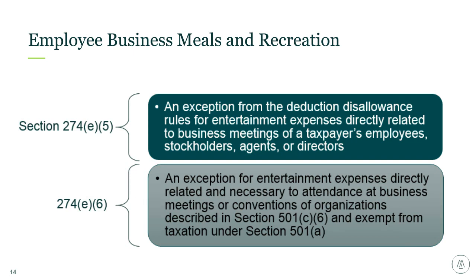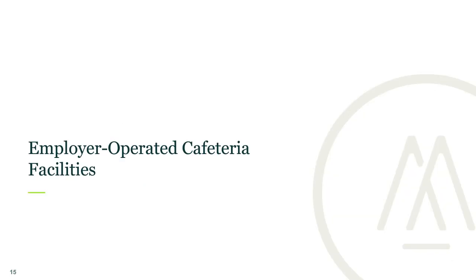And you still have certain activities that are maybe entertainment related, but you'll still get a deduction for those activities. And every situation is going to be a little bit different. So it's hard to say everyone gets X, but you'd want to look at every situation carefully and say whether or not you fit within the guidelines. Employer-operated cafeteria facilities.